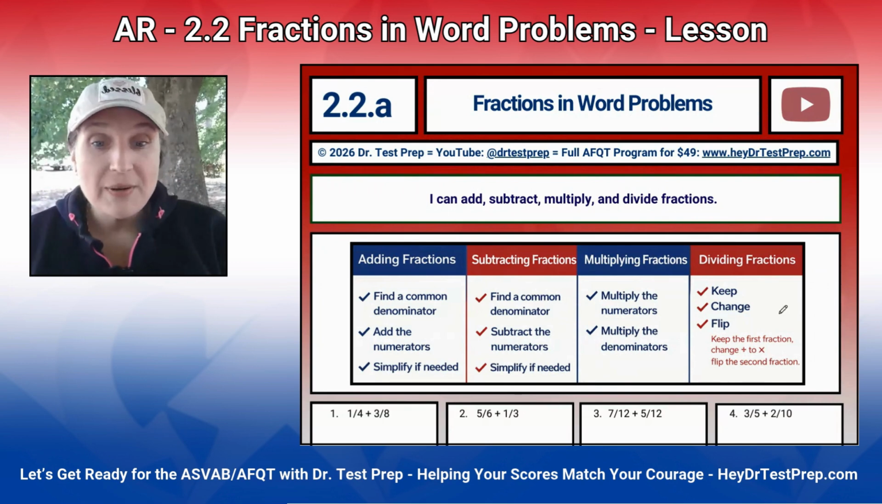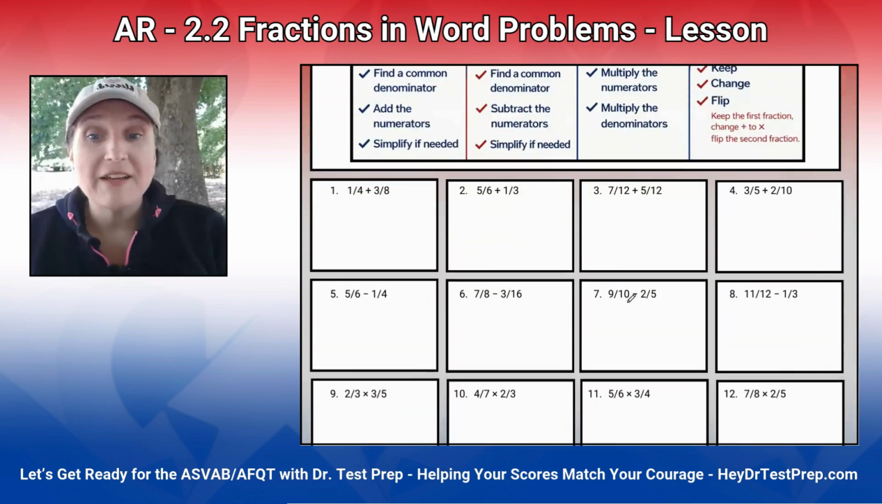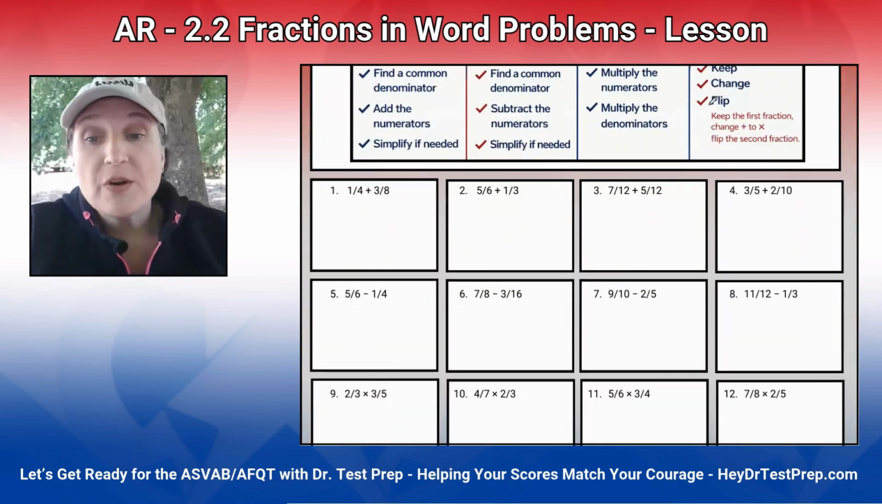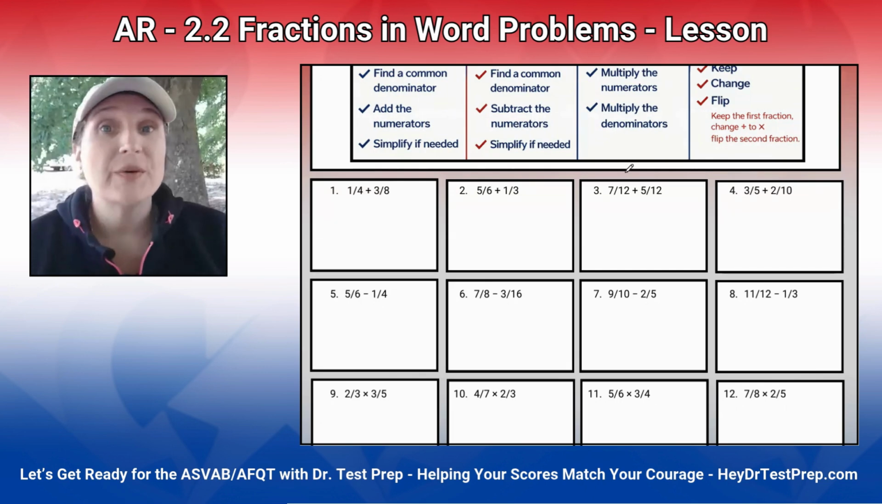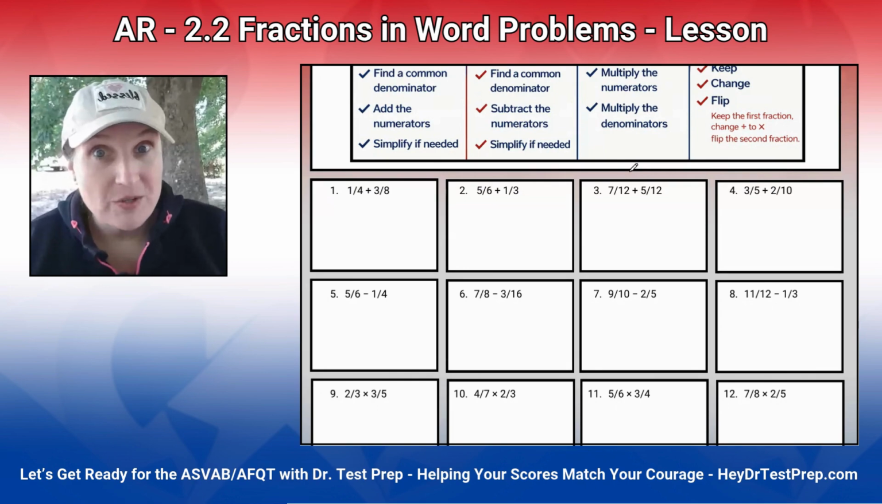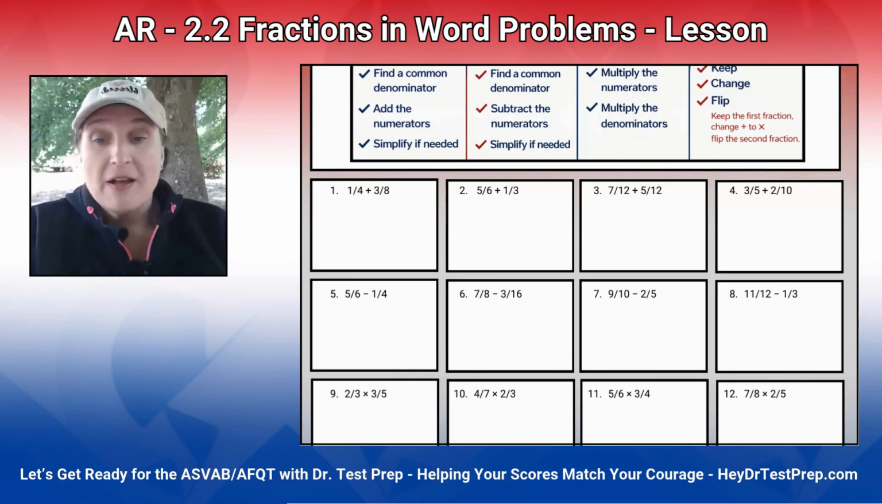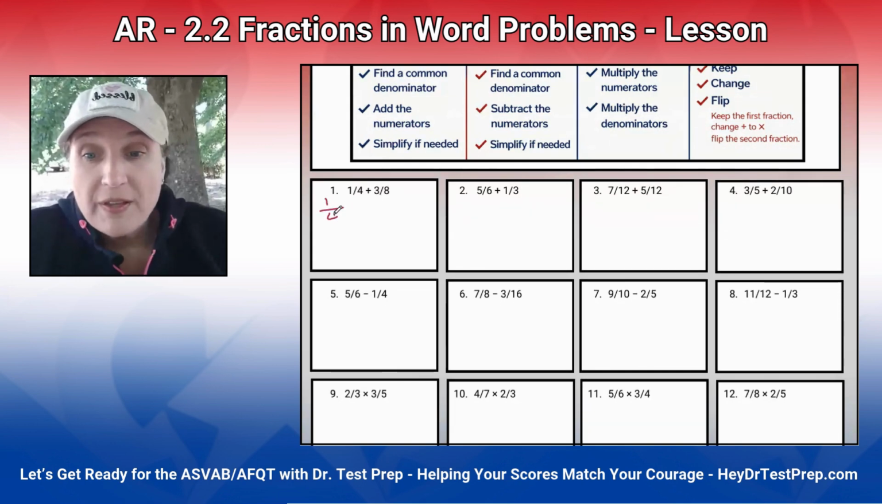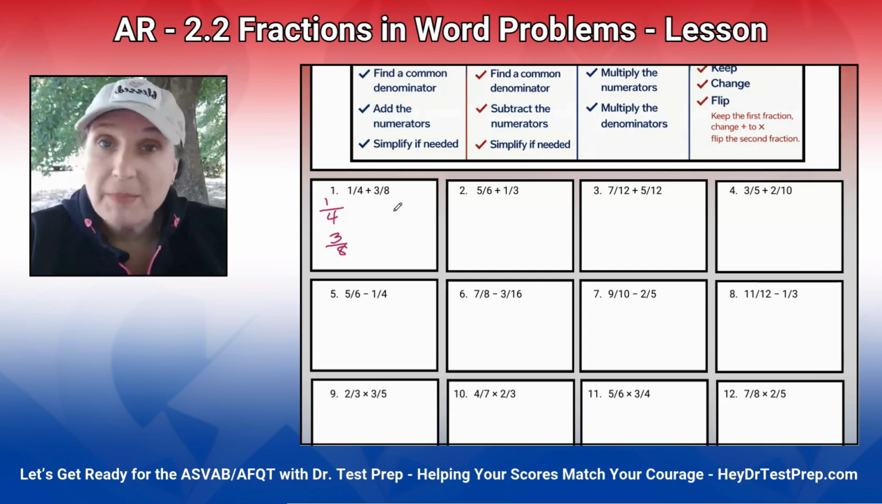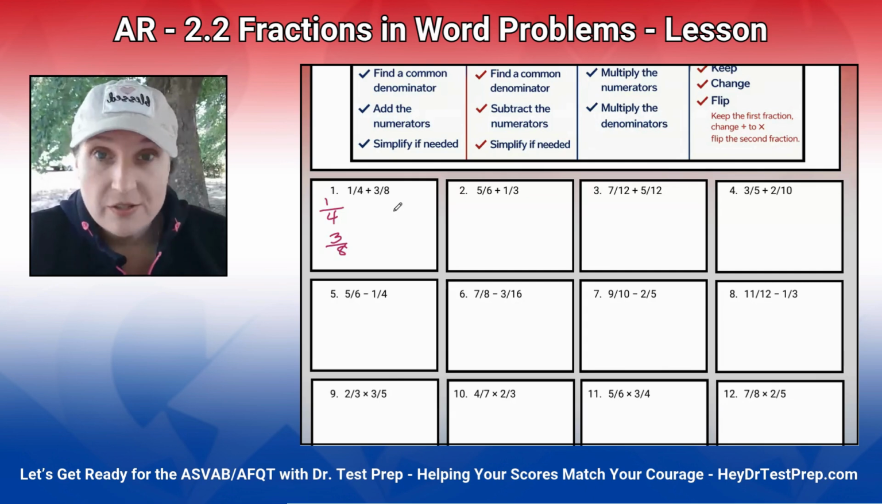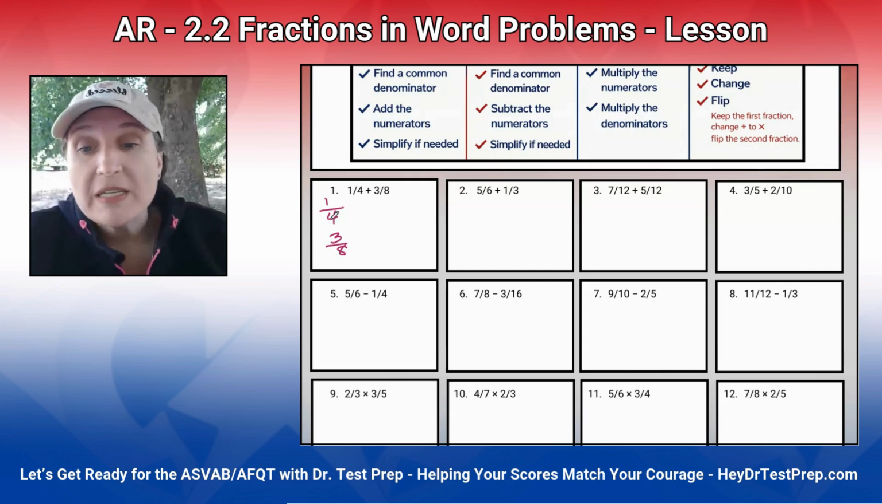All right, so let's go ahead and take a look at adding fractions first. So again, you will not get an ASVAB question like this, but we're learning how to deal with fractions for the ASVAB AFQT problems that we're going to see in AR. So I have 1/4 plus 3/8. Now, if you can notice, our 4 and 8, those are different numbers. So we don't just add up and do 1 plus 3 is 4, 4 plus 8 is 12. That's not how we do these. We need these to have the same denominator.